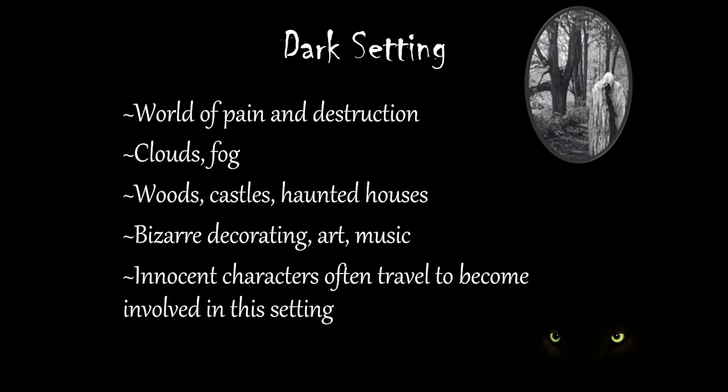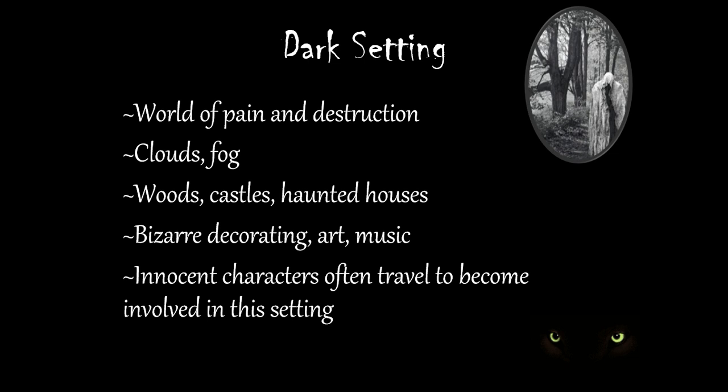We have clouds and fog and mist, and the specific settings are often in the woods like the Blair Witch Project, or in castles like Dracula, and we have haunted houses. And within these haunted houses and castles, we have really bizarre decorating, crazy art with those eyeballs that follow you all over. And in film, we have a lot of Gothic music in the soundtracks. If you listen to Tchaikovsky's Black Swan, that's very Gothic sounding music.